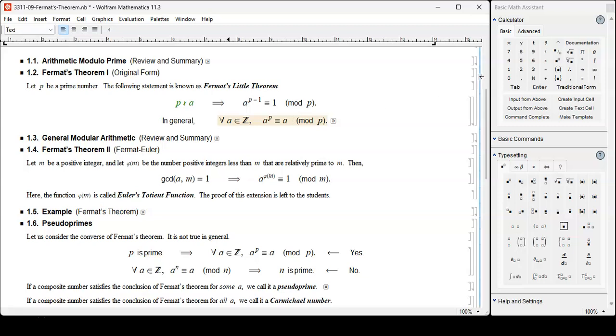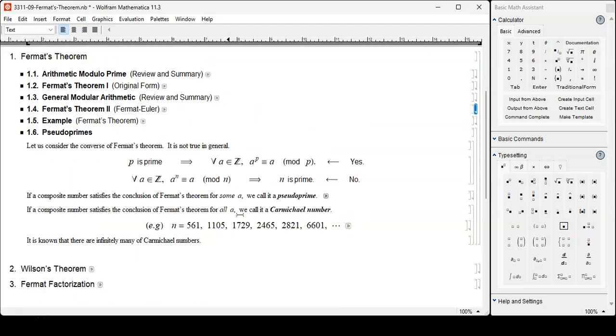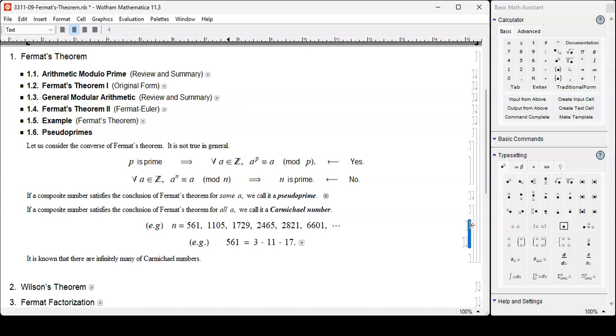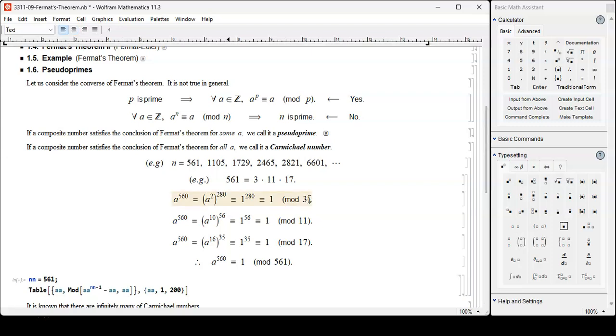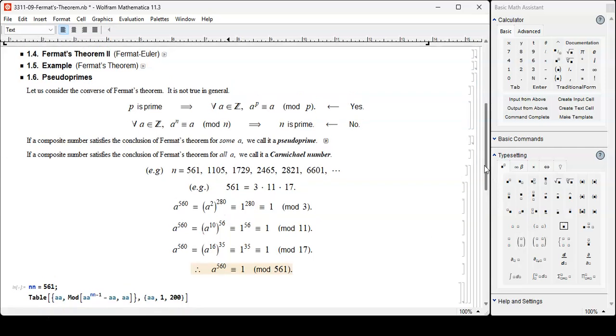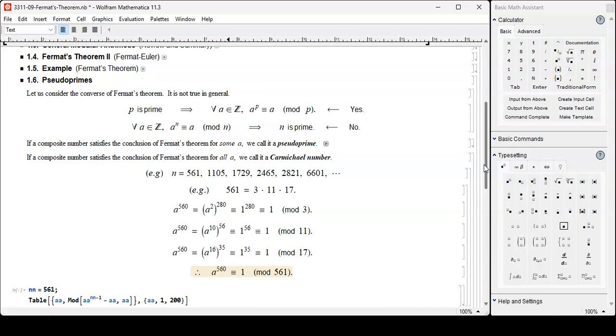But this one, sometimes it may be true, and those are pseudoprimes, and if it's true for all a's, we have something called Carmichael numbers, and those are like this. Yeah, 561, so that's not a prime number, it's a composite number, but still it satisfies all the conclusions of Fermat's theorem.